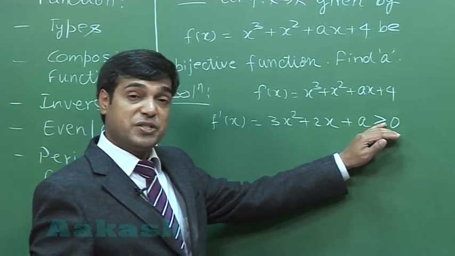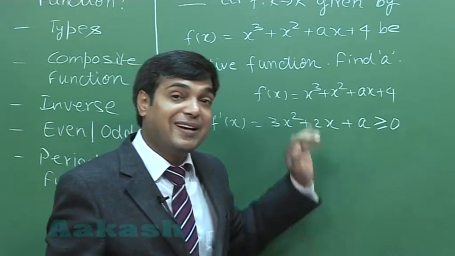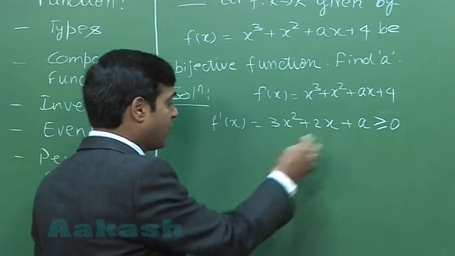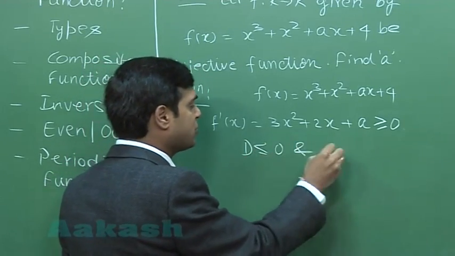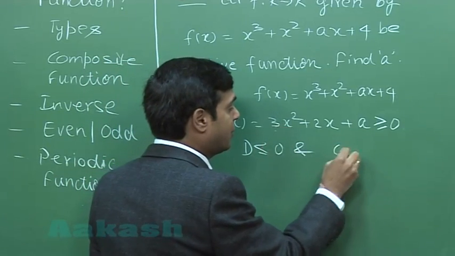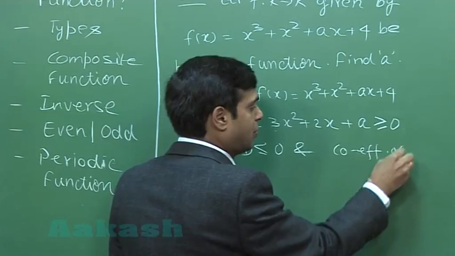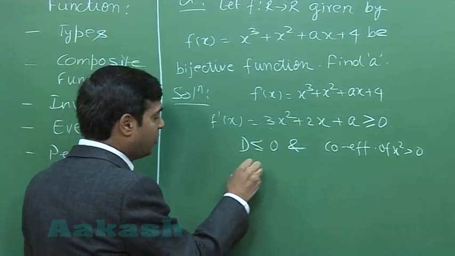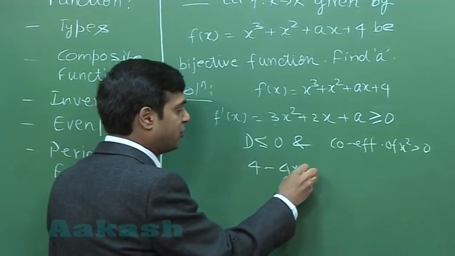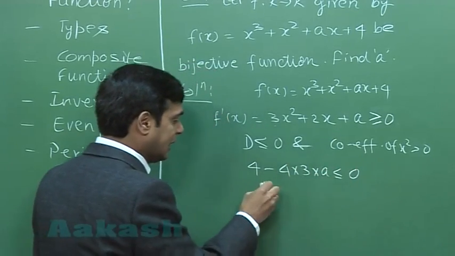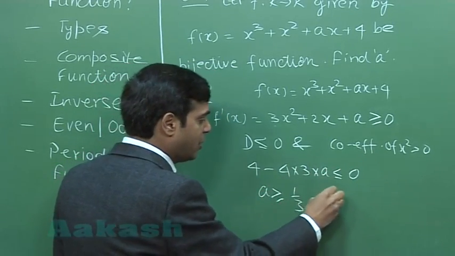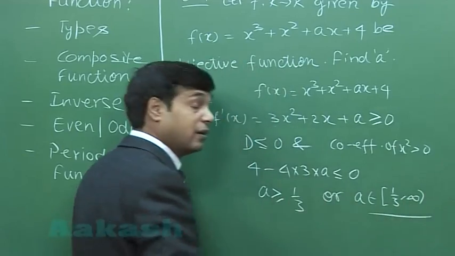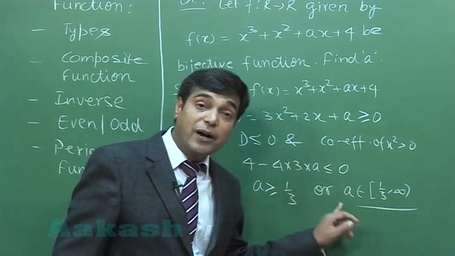So we need to say it is greater than or equal to 0. The quadratic expression is always positive, say greater than 0 only. That is the case when the discriminant is negative and the coefficient of x square is positive. Equality is also included, so let's say D is less than or equal to 0, and the coefficient of x square should be positive, which is already there. So we are looking for the discriminant now. This gives me 4 minus 4 into 3 into a less than or equal to 0, giving me a is greater than or equal to 1 by 3, or we can say a belongs to 1 by 3 to infinity. Correct? So the function becomes one-one.